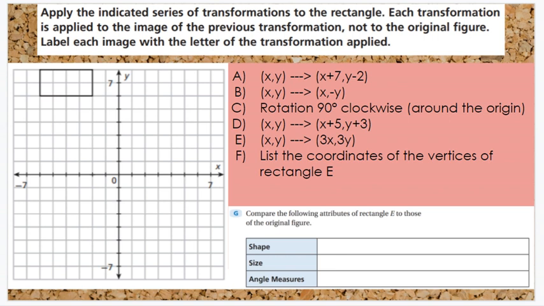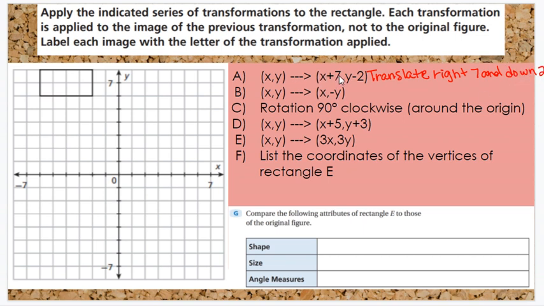You're going to label each image with the letter of the transformation applied. All right, so I'm going to use colors and do really well labeling. Starting with A, it says XY is going to become X plus 7 and Y minus 2. So that is a translation. We're going to translate, and X plus 7 means right 7, and Y minus 2 means down 2.